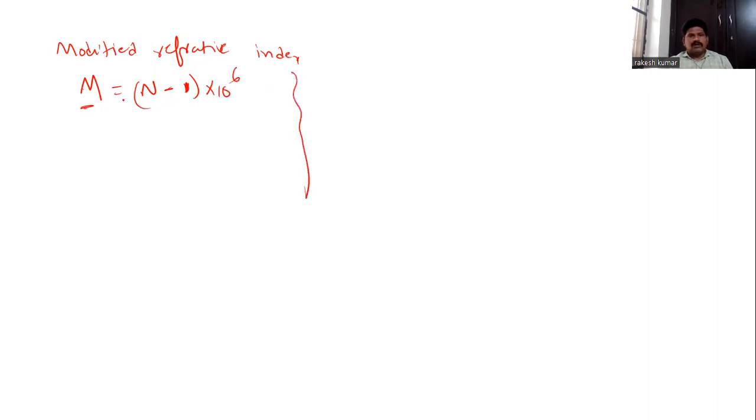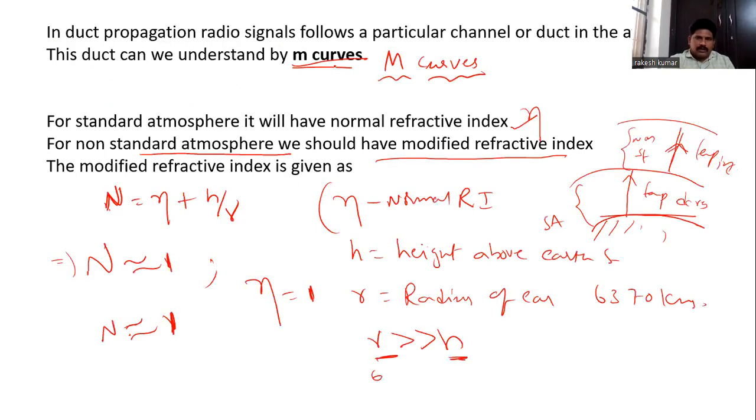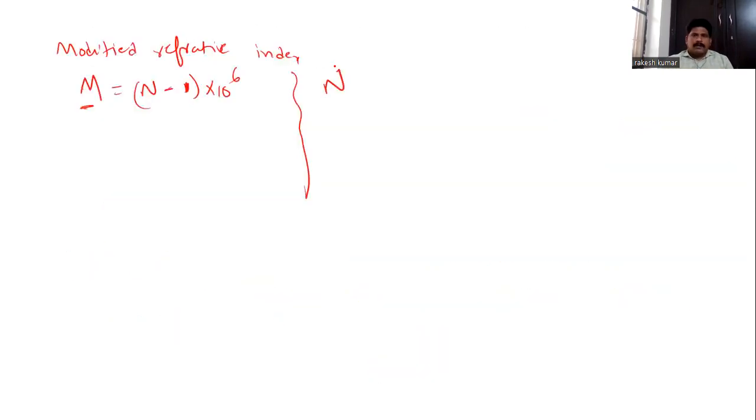How will you get this modified refractive index? What is the formula for N? In the previous case we took N equals n plus h by R. So first I subtract 1 from both sides, that is n minus 1 plus h by R.